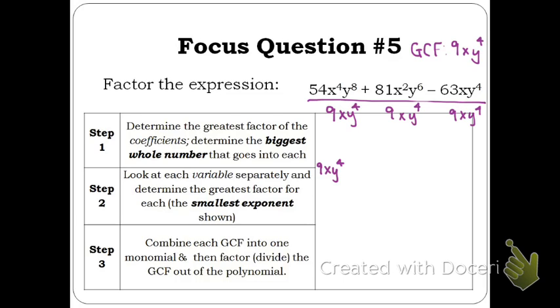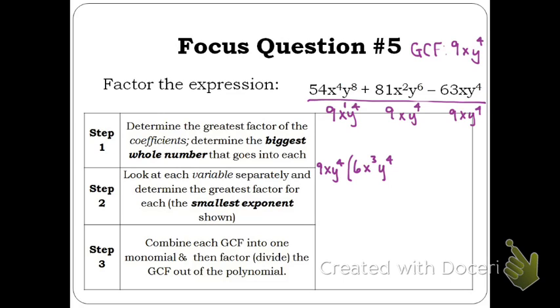And I want to make sure I didn't make any mistakes. We're good to go. Alright, so 54 divided by 9 gives us 6. X to the 4th divided by x, remember that's x to the 1st, so we have x to the 3rd power. And then y to the 8th divided by y to the 4th is y to the 8 minus 4 is 4.